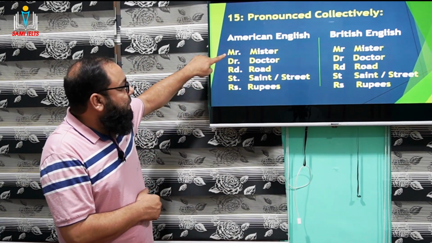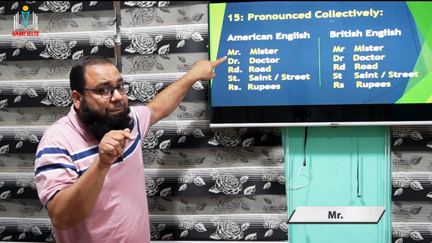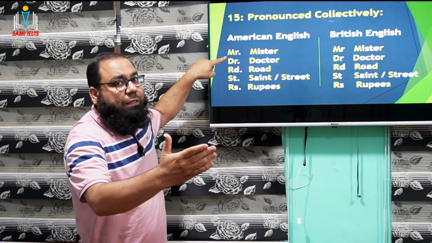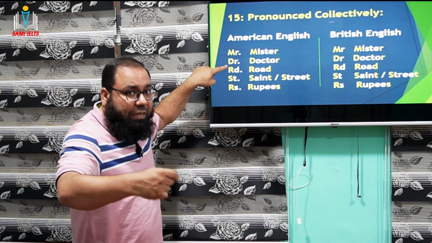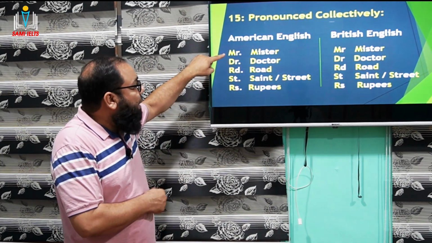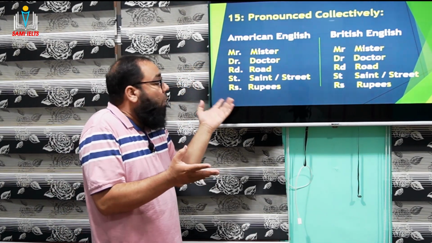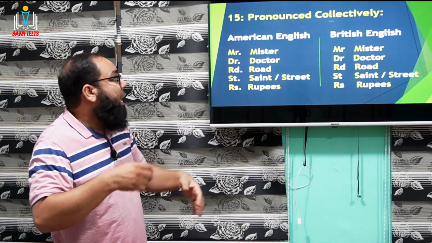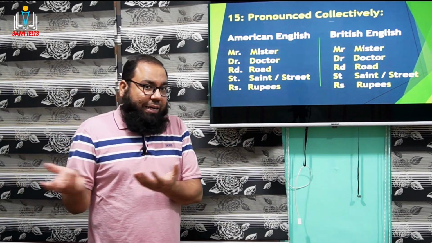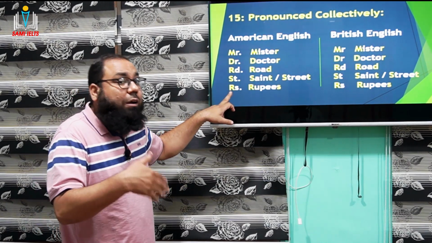For example, if we see Mr., if we see Dr. Look, students, we write MR, but we never say M R. We always say Mister. We always write DR, but we never say D R. We always say doctor. So this is pronounced collectively. We don't say R D, we always say road. We don't say S T, we always say Saint, like Saint Mary or Saint Cathedral. Then rupees, we never say R S, we always say rupees.